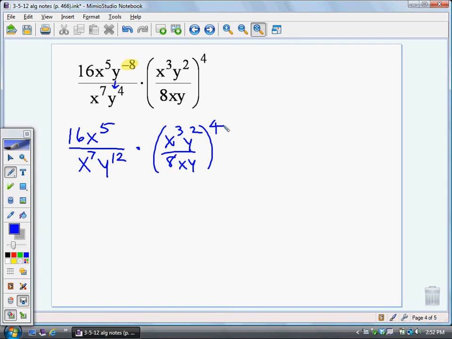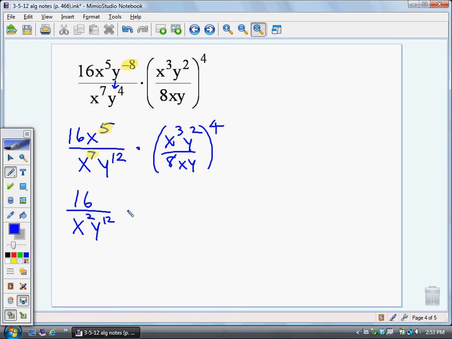Now, simplifying the left fraction, now you've got x to the fifth on top and x to the seventh on the bottom. Okay, so when you have those exponents there, and I'm going to lose my x's on top. I'm going to have x squared on the bottom, y to the 12th.